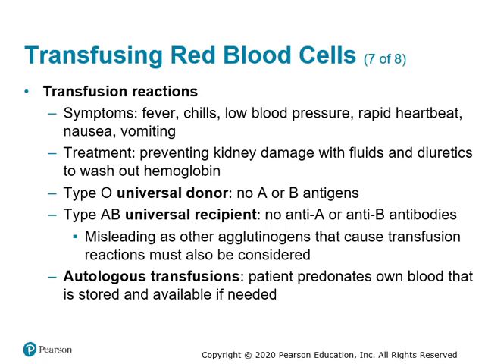Now, one way to prevent this is a patient pre-donates their own blood, and that's stored and available if needed. They might do this before a big surgery, but that's called an autologous transfusion.